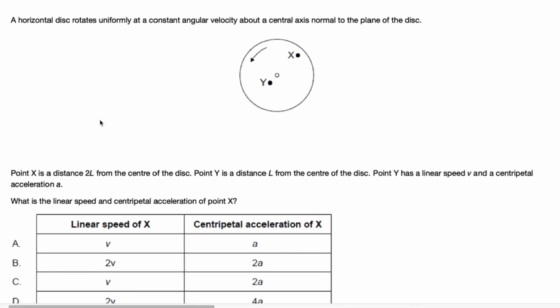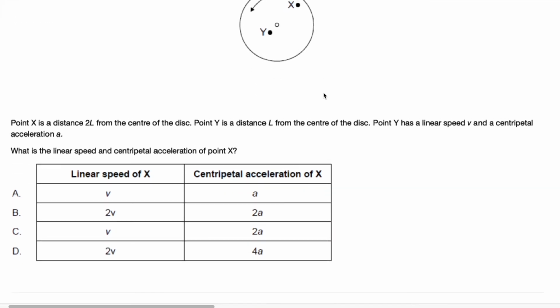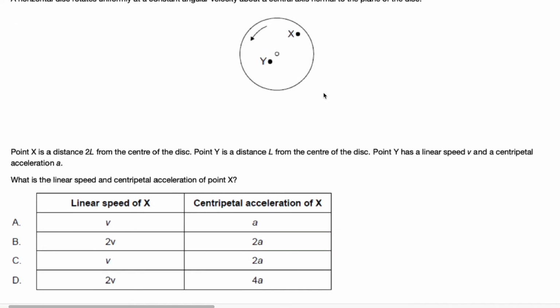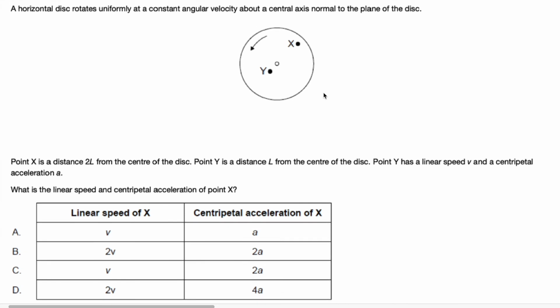The horizontal disk rotates uniformly at a constant angular velocity about central point O, normal to the plane of the disk. Point x is a distance 2L from the center of the disk. Point y is a distance L from the center of the disk. Point y has a linear velocity v and a centripetal acceleration a. What is the linear speed and centripetal acceleration of point x?